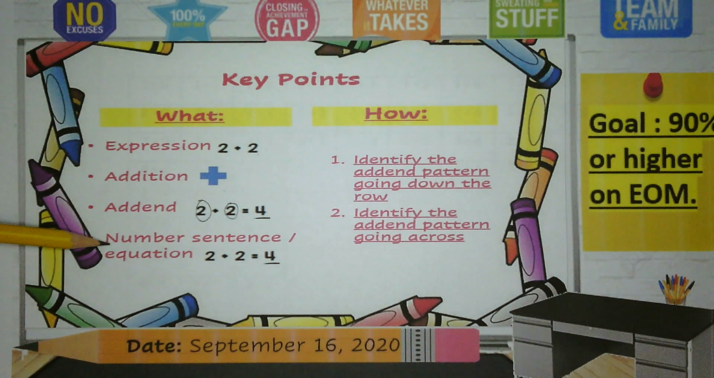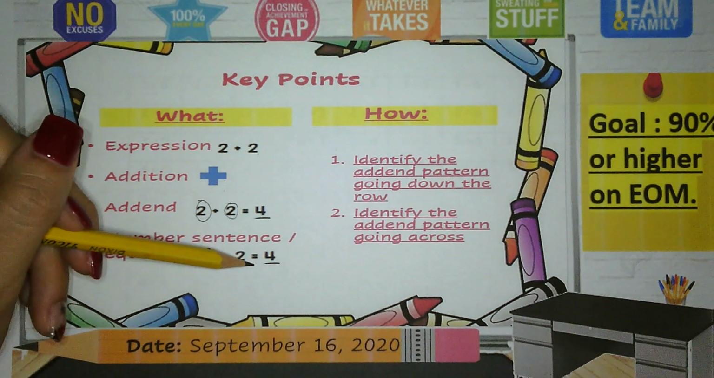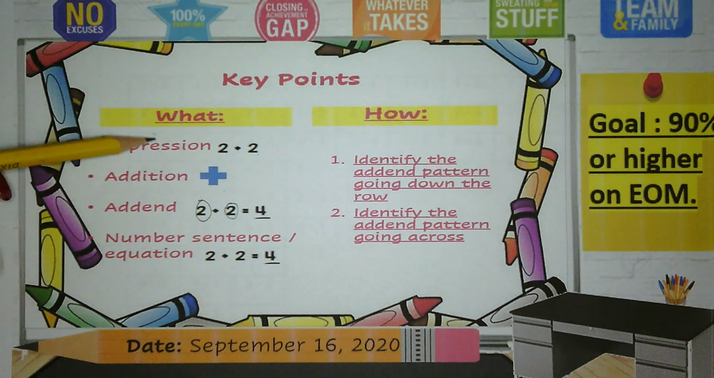And then we also have number sentence, or also called an equation, which is the same thing except it has an equals and a total. That's why it's different than an expression. But we should be more familiar with this term already.